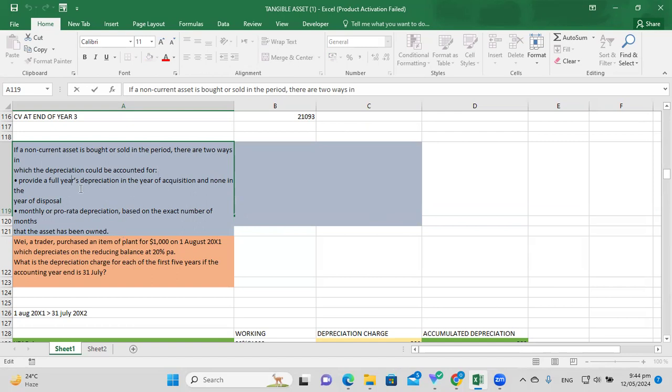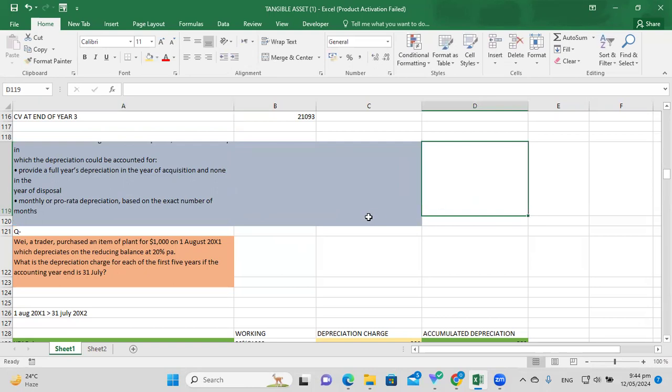So, what are the two ways? Provide a full year depreciation in the year of acquisition and none in the year of disposal. All right, this is the first point. This means that in the year that you buy the asset, you charge depreciation for the whole year. And in the year in which you sell the asset, you don't charge depreciation. For example, you buy the asset in 2010, you will charge the depreciation for the whole year of 2010. And then you sold the asset in 2014, you won't charge any depreciation for 2014. I will explain this by an example. I know it's not possible to understand it like this.